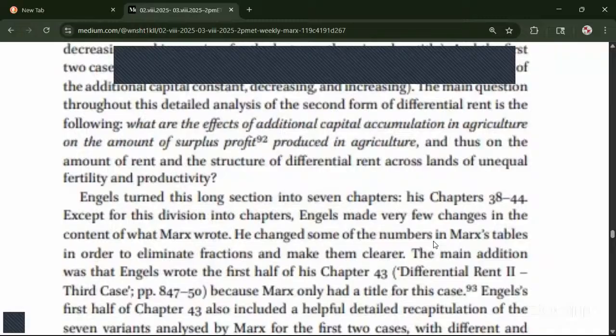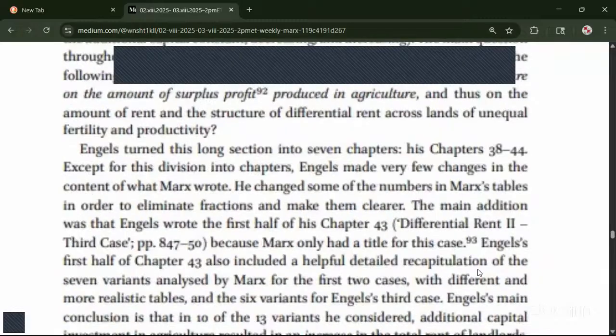The main addition was that Engels wrote the first half of his chapter 43, that is differential rent 2, third case, that is pages 847 to 50 in this volume, because Marx only had a title for this case. Engels's first half of chapter 43 also included a helpful, detailed recapitulation of the 7 variants analyzed by Marx for the first 2 cases, with different and more realistic tables, and the 6 variants for Engels' third case.